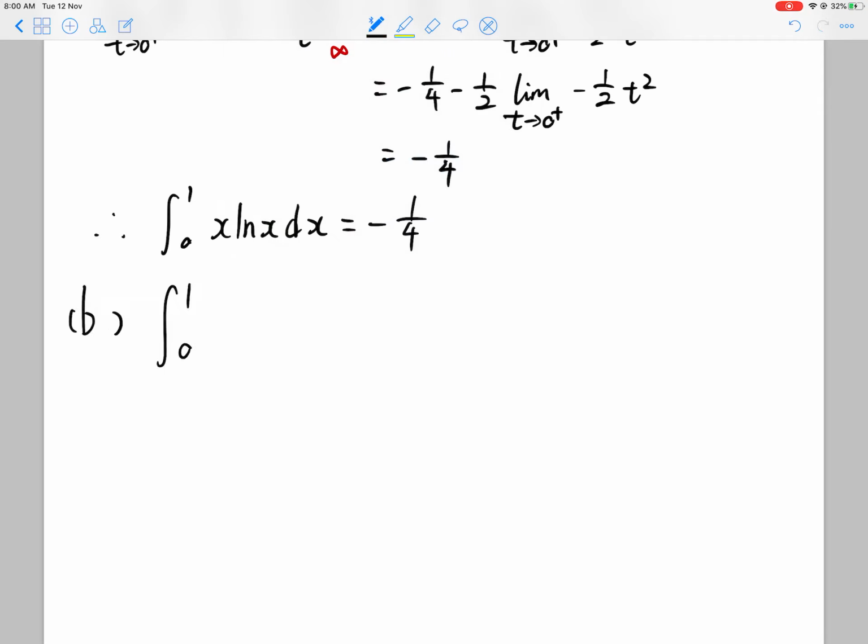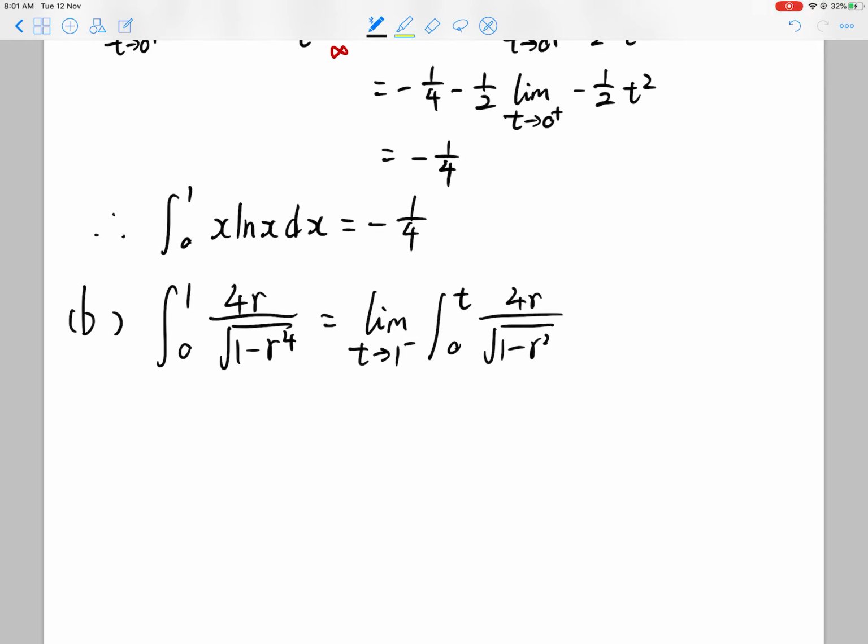So part B, from 0 to 1, r over square root of 1 minus r to the power 4. You can see when r is 1, the bottom is 0. This function is not defined. So it should be the limit as t approaches 1 from the left, because it's from 0 to 1, so t should approach 1 from the left, of the integral of r over square root of 1 minus r to the power 4 dr.